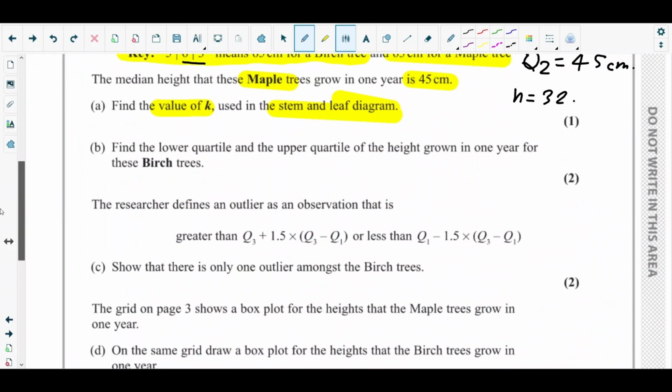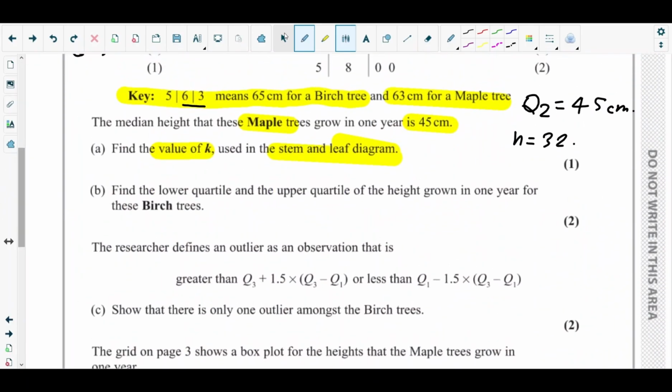Next, for part B, they are asking to find the lower quartile. Okay, what is the lower quartile?